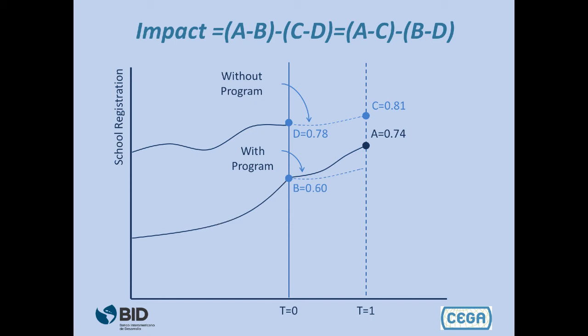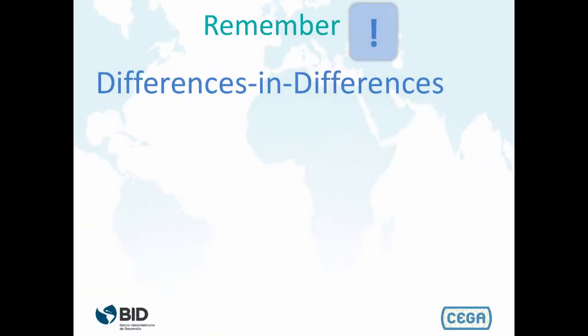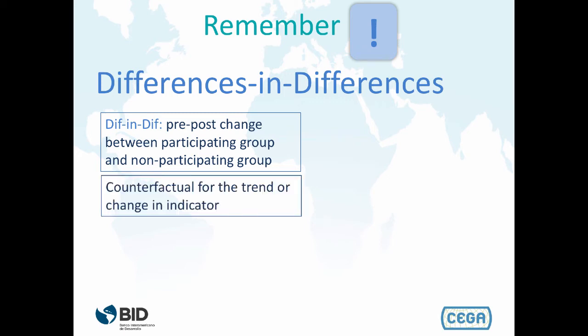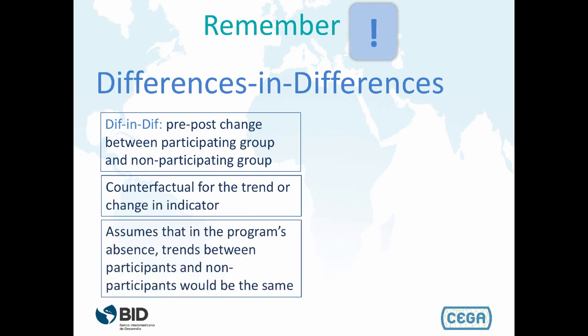If the pre-intervention trends are different, like they are now in this picture, then maybe we would have forecast a different counterfactual, and in this case, we would have underestimated the counterfactual and overestimated the impact. Remember, difference in differences compares the pre-post change between the participating group and the non-participating group, the counterfactual for the trend or the change in the indicator.